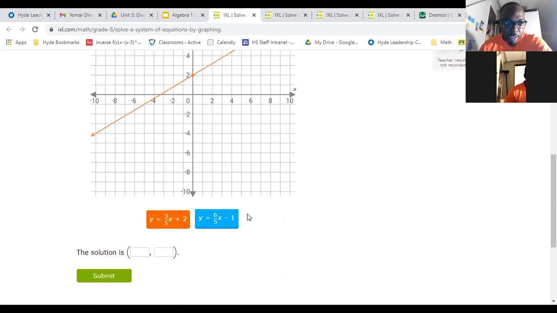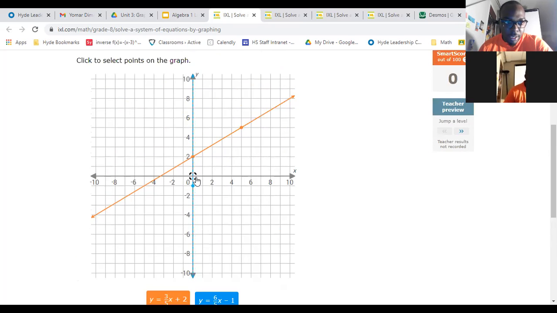Then I'm going to go back down and click the second equation, which is this. It shows me that my y-intercept is negative 1, so I go to negative 1, which is right here. My slope is 6 over 5. It's a positive slope, so I go up 6: 1, 2, 3, 4, 5, 6, and I go over 5. I click it right there.